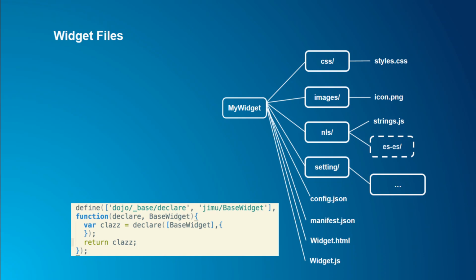You also must have a widget.js file. That's the entry point where Web AppBuilder starts your widget from. And then everything else here is optional, but very common. So for example, widget.html will be your HTML template. The CSS and images folders are where you store your resources. The NLS folder is where you would have your translations. And the setting folder is a special folder. That's where Web AppBuilder will automatically look to find your setting module.